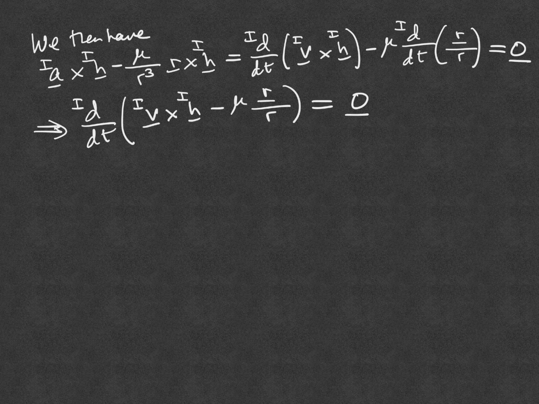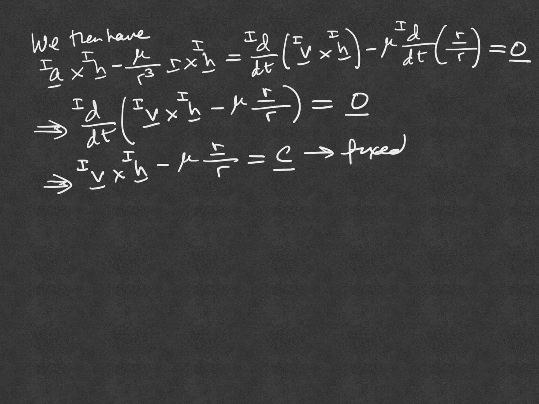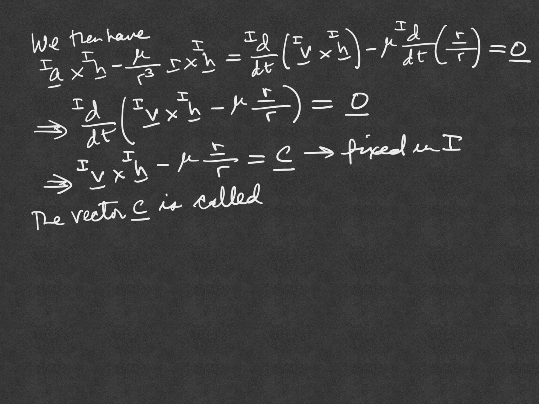So now I have the rate of change of a whole vector has to equal 0 in the inertial frame. That implies that what's inside the parentheses has to be fixed in the inertial frame. So this is VI crossed with HI minus mu times r divided by its magnitude has to equal C, and that C has to be fixed in the inertial frame. Now, the quantity C, or the vector C, is called the Laplace vector.